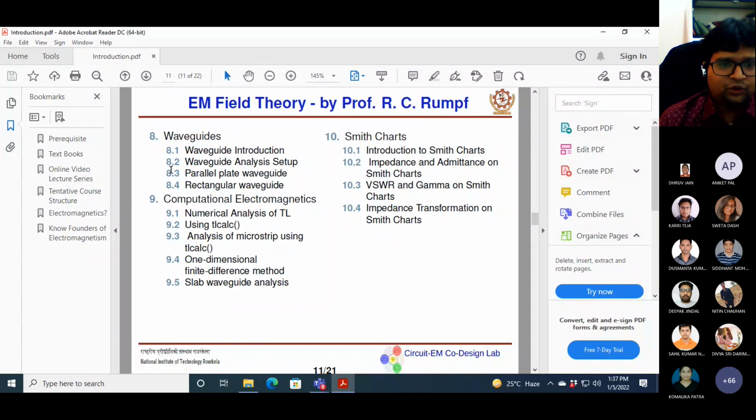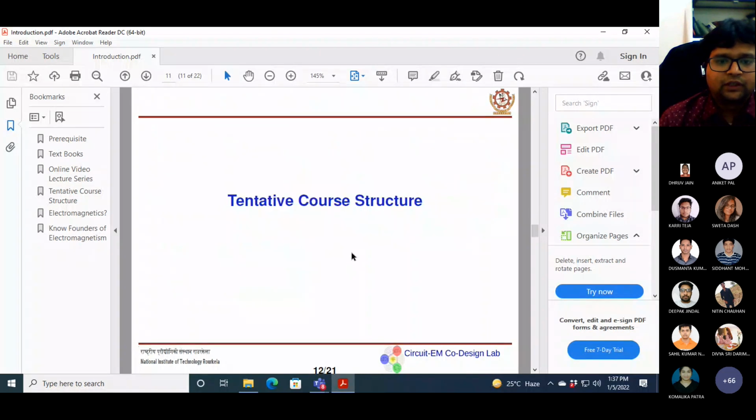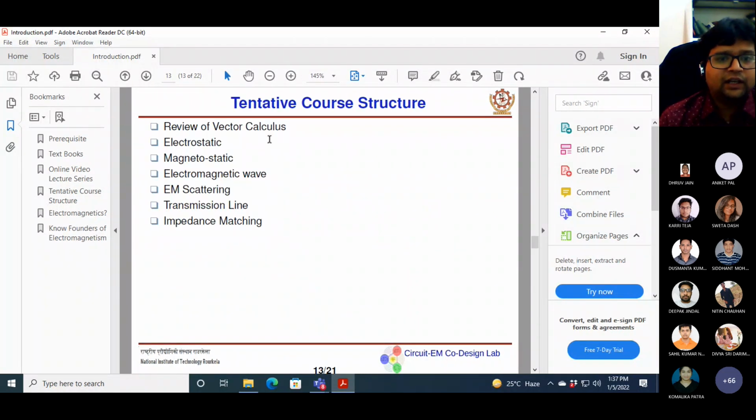I will not discuss waveguide because of lack of time, and then we may discuss the Smith chart or impedance matching. That is it. Computational electromagnetics, these two we will not discuss. So this is the tentative course: at first a review of vector calculus, then electrostatics, then magnetostatics, and then electromagnetic waves, EM wave scattering, transmission line, and impedance matching. These are the topics we will try to cover in this course.